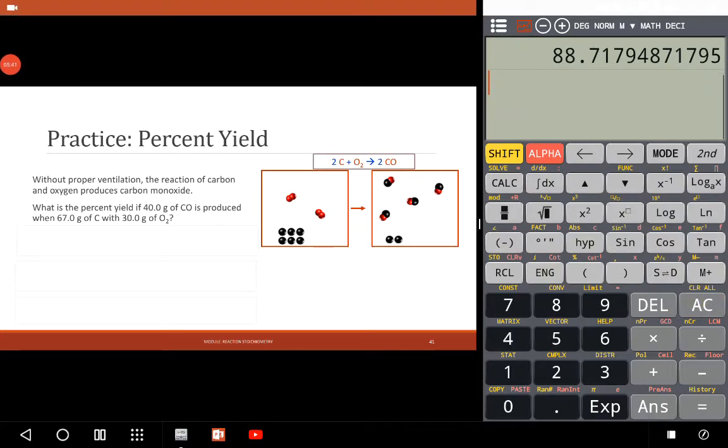Here's a practice problem for you. It says, without proper ventilation, the reaction of carbon and oxygen produces carbon monoxide. What is the percent yield if 40 grams of carbon monoxide is produced when 67 grams of carbon reacts with 30 grams of oxygen? Go ahead and pause the video and try to work that out on your own, and then unpause the video when you are ready to check your work.